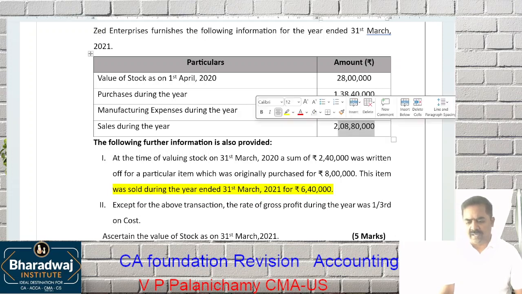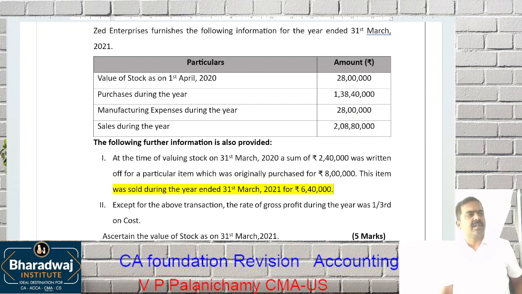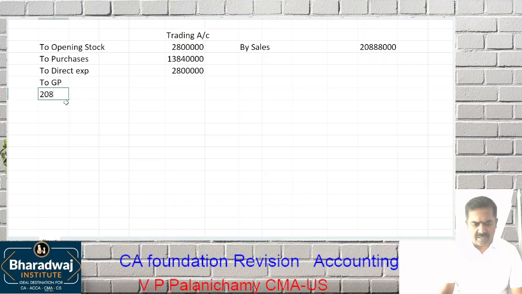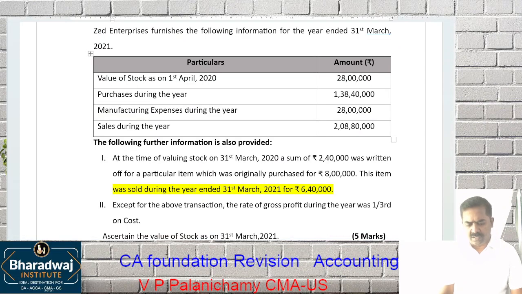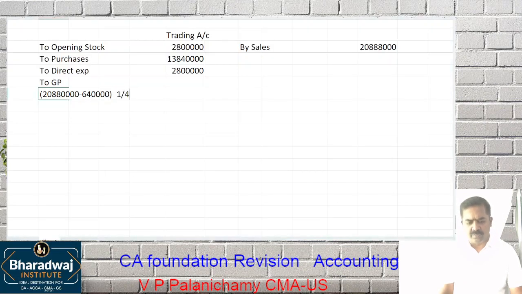2 crore 8 lakh 80,000 minus what? 6 lakhs 40,000 போடுங்க. This into எவ்வளவு percentage profit? 1/3 on cost. Now it will be what? 1/4 on sales. How much? 50 lakh 60,000. Go through this.